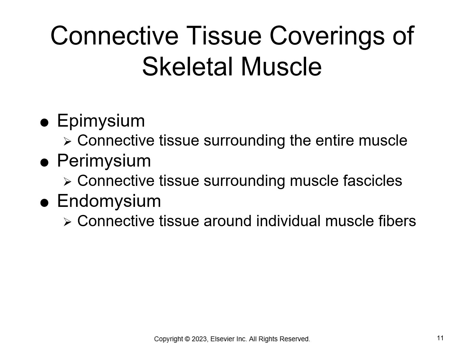There are three types of connective tissue covering of the skeletal muscle: the epimysium, which surrounds the entire muscle; the perimysium, which surrounds the fascicles or the small bundle of muscle fibers; and the endomysium, which surrounds the individual muscle fibers or cells.